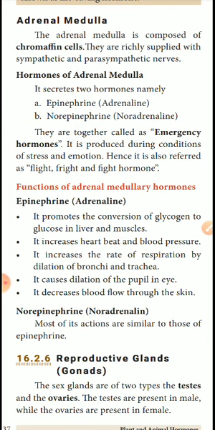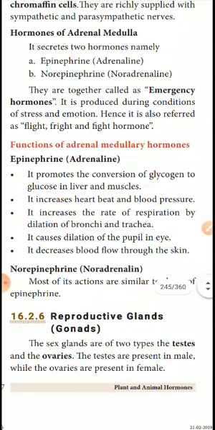What are the hormones? Epinephrine and norepinephrine. Another name for epinephrine is adrenaline, and for norepinephrine, noradrenaline. So it is easy to understand: adrenaline and noradrenaline. This adrenal hormone is very important because we call it the emergency hormones. Adrenaline and noradrenaline together are called emergency hormones.